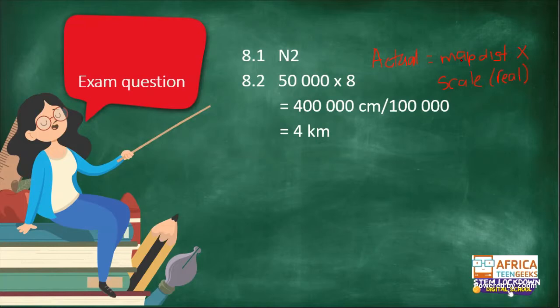Remember your scale is 1 to 50,000. So 50,000 times 8 gives you 400,000 centimeters, right? And to convert between centimeters and kilometers, all you do, you divide by 100,000 to get 4 kilometers. So 4 kilometers is correct, right?